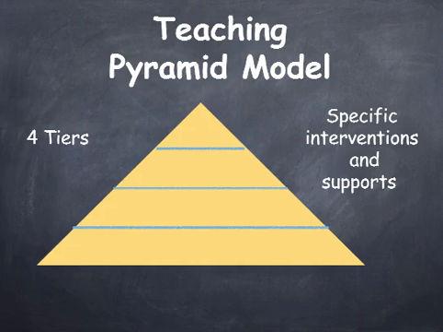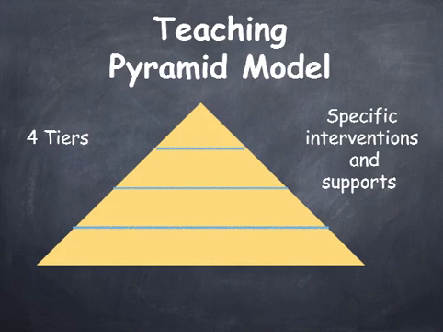The teaching pyramid model was created by the Center on Social and Emotional Foundations for Learning and has 4 tier levels. Number 1, positive relationships with children. This is the bottom tier. Number 2, high-quality supportive environments. Number 3, social and emotional teaching strategies. And 4, intensive individual intervention. This is the top tier. Each tier has specific interventions and supports.